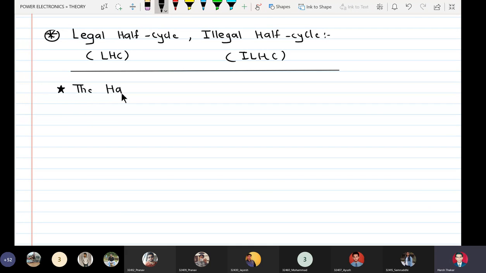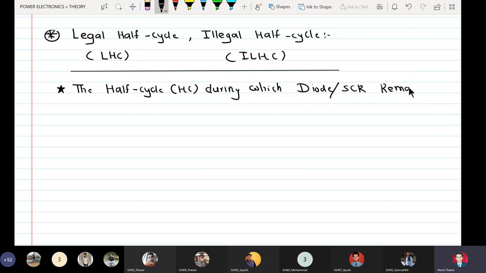The half cycle, HC, during which the diode or SCR remains forward biased is called LHC or legal half cycle.